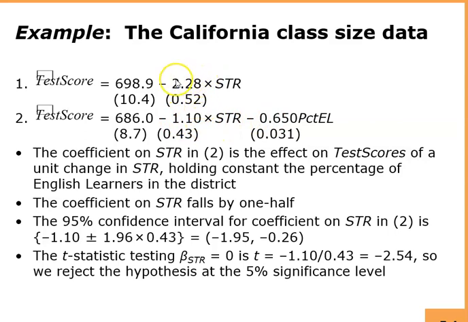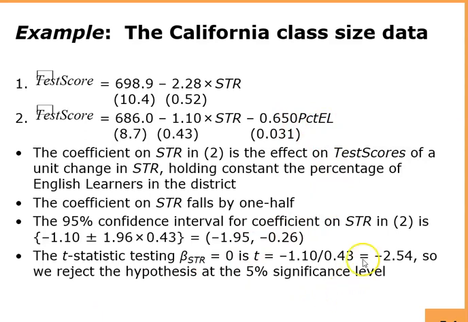And as you can see, the coefficient actually changes by a lot from equation 1 to equation 2. So we can pretty much assume that in equation 1 some of this larger effect was actually the effect of some other confounding variables, some other variables which were part of the error term, such as percentage of English learners.